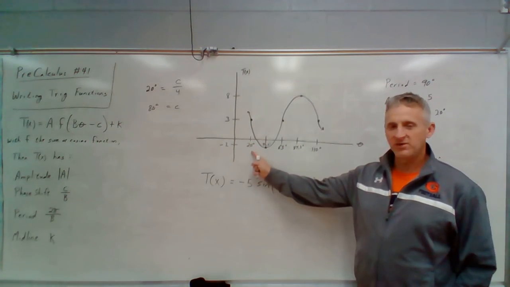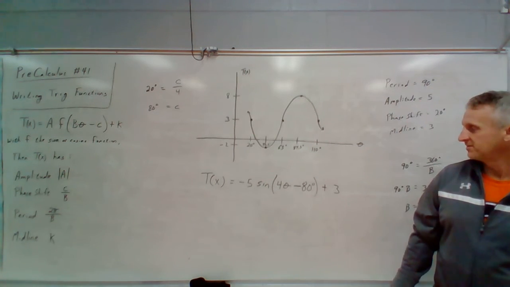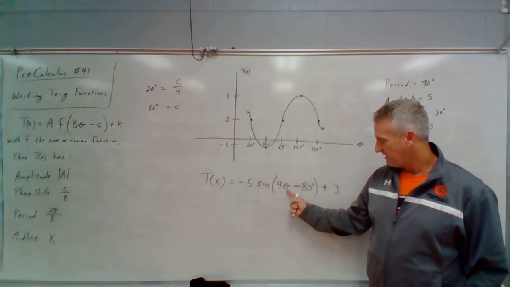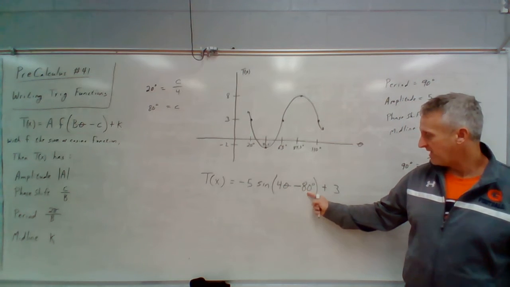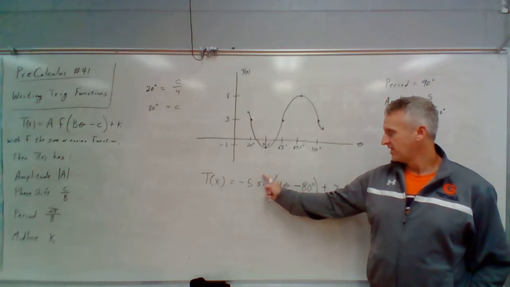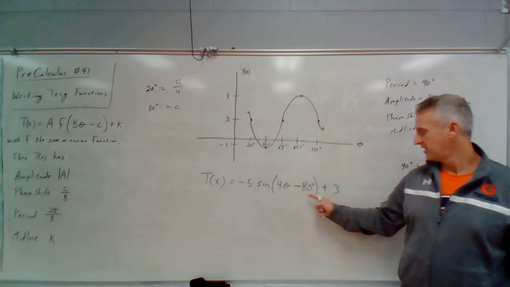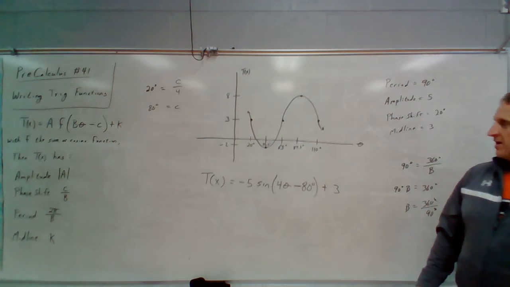I'm going to plug in 20 degrees. When I plug 20 degrees into this function, I better get 3 out of it. Let's see if I do. I put 20 degrees in for theta. 4 times 20 degrees is 80 degrees. Minus 80 degrees is 0. Sine of 0 is 0. 0 times negative 5 is 0. 0 plus 3 is 3. Awesome.